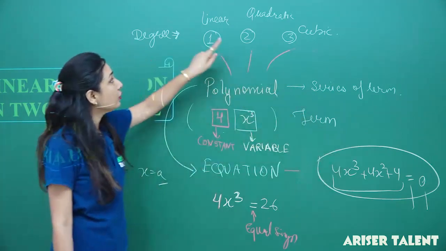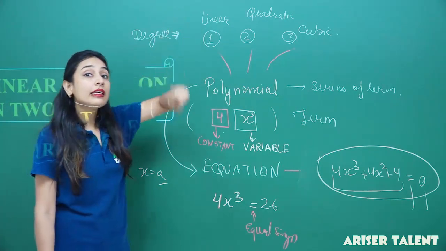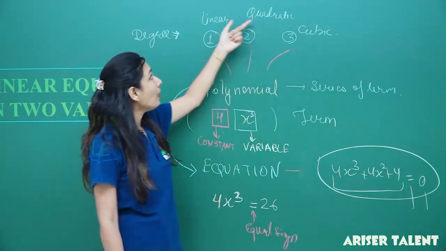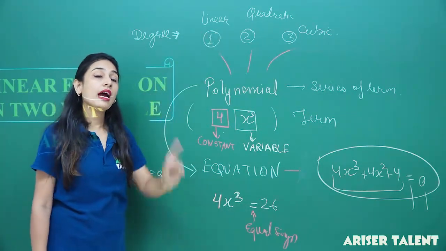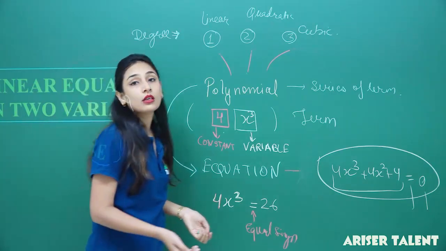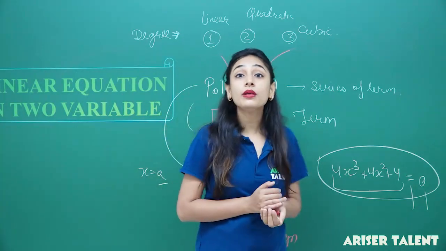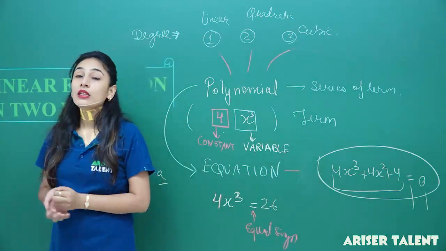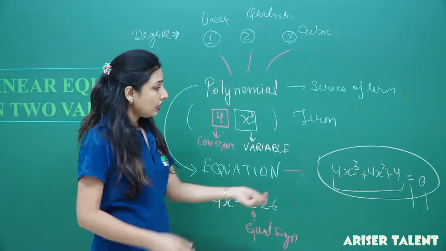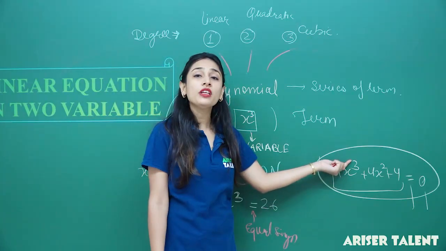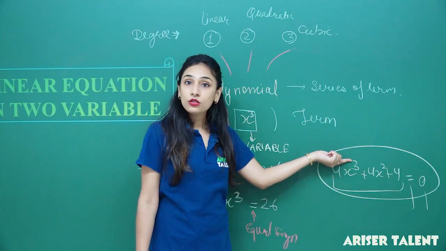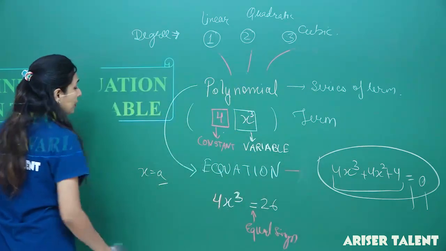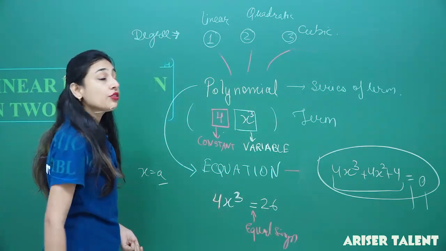Now, what can I do? I can have a linear equation, a quadratic equation and a cubic equation. How can I have a linear equation? If the highest degree of the variable is 1, the equation will become a linear equation. Now, is this a linear equation? I am having 3 here, how can it be? So, it cannot be a linear equation, students. So, we will talk about linear equation only.